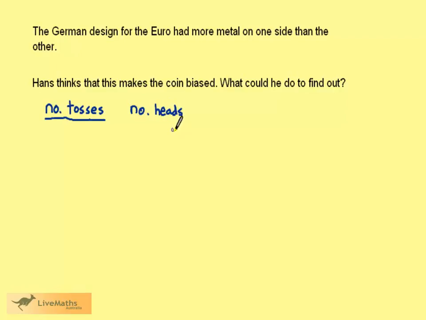And to estimate his probability, he can record something called relative frequency. This is equal to the number of heads divided by the number of tosses. So the number of times the event has occurred divided by the total number of trials.